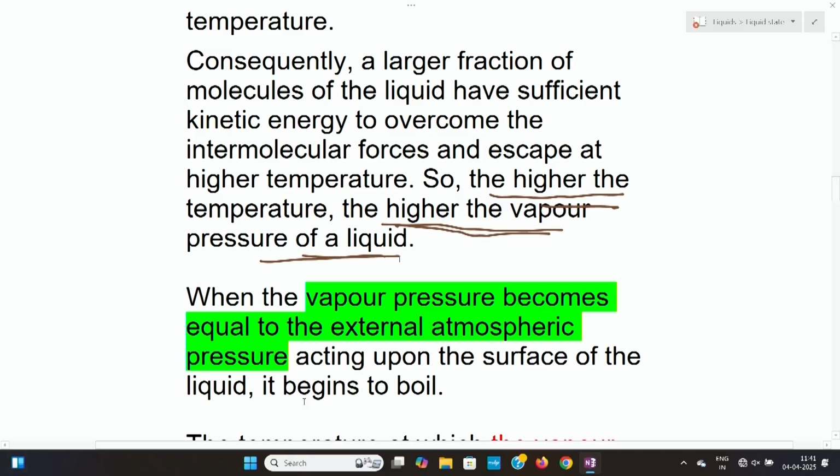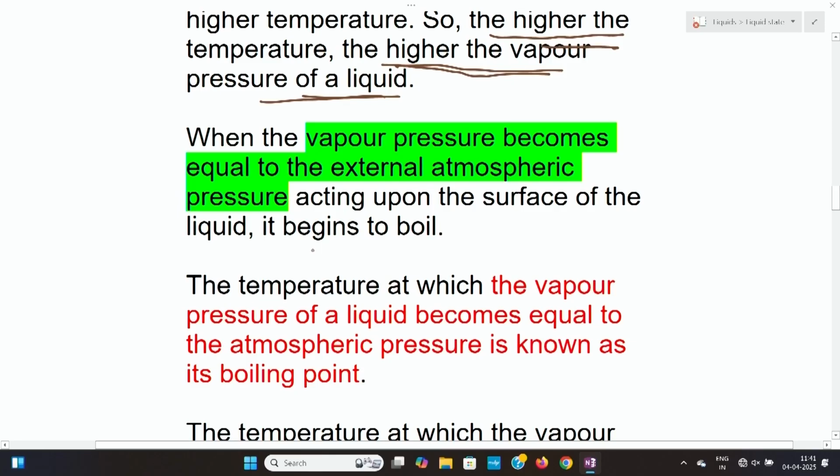Then, sometimes we are seeing the boiling of the liquid. When boiling, what is happening? Boiling occurs when the vapor pressure becomes equal to the atmospheric pressure. When the vapor pressure becomes equal to the external atmospheric pressure acting upon the surface of a liquid, it begins to boil.